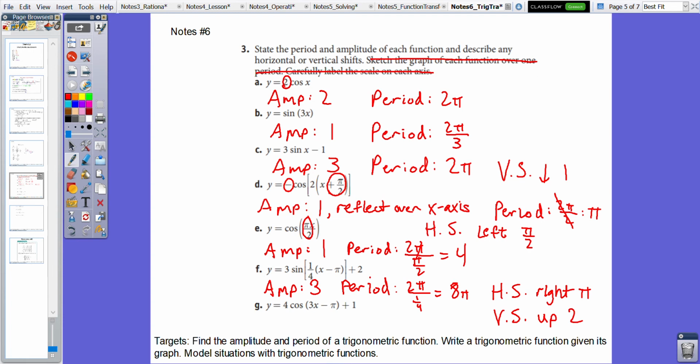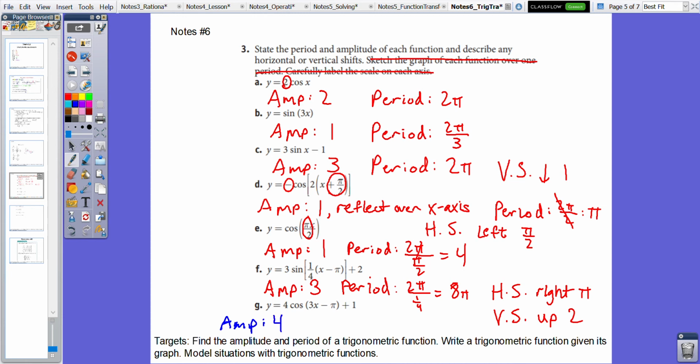All right, and for g, I'm going to use a different color here. So that way I can distinguish between f and g here. For g, we have y equals 4 cosine of 3x minus pi plus 1. All right. So once again, we answer what is our amplitude. That's the number in front of my cosine. So my amplitude is going to be 4.